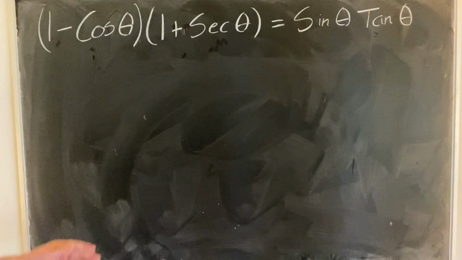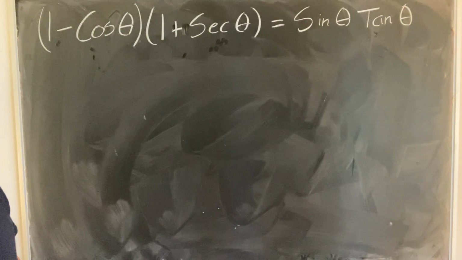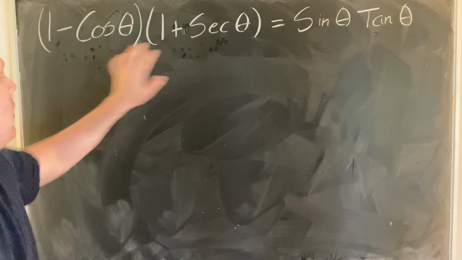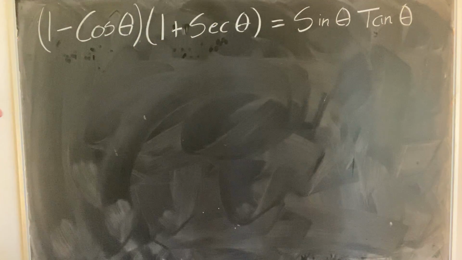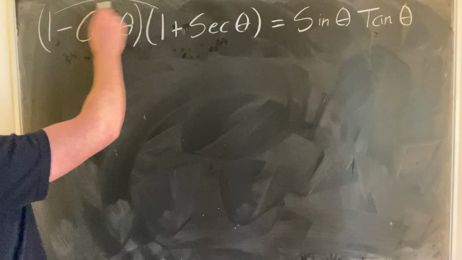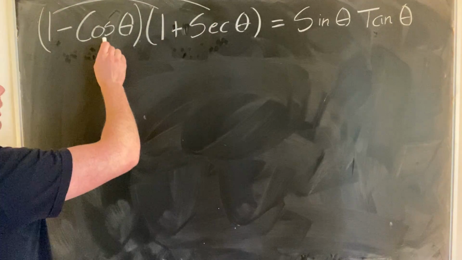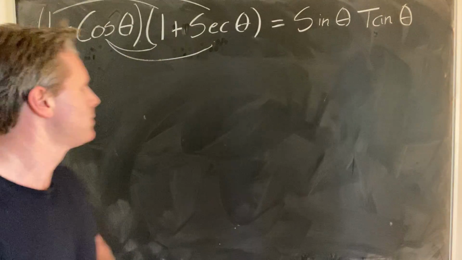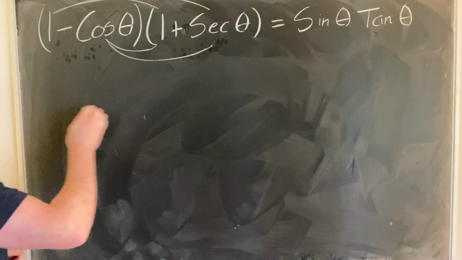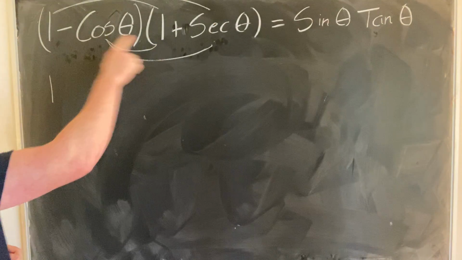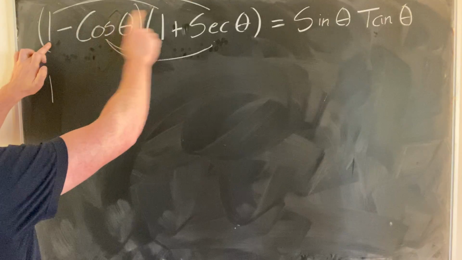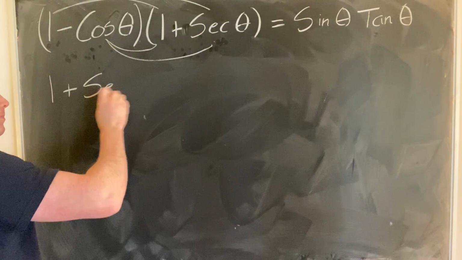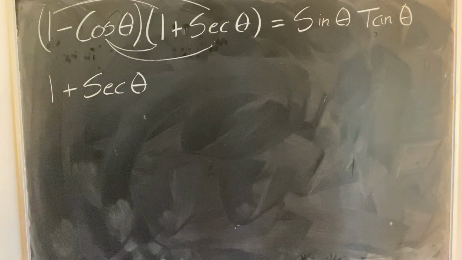Okay, well, first thing I'm going to do is just do the algebra. I'm going to FOIL this out. I have two binomial terms, and so I'm going to FOIL it out. I go here to here first, outer, inner, last. Right? That's our FOIL technique. So 1 times 1, that's 1. 1 times plus sec theta is plus sec theta.